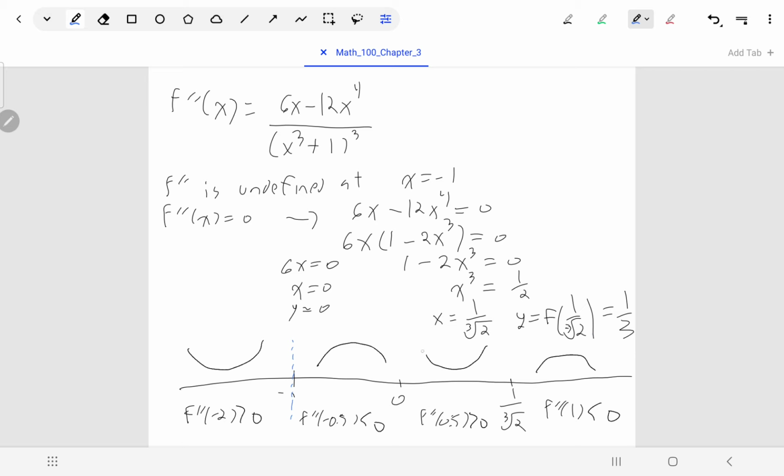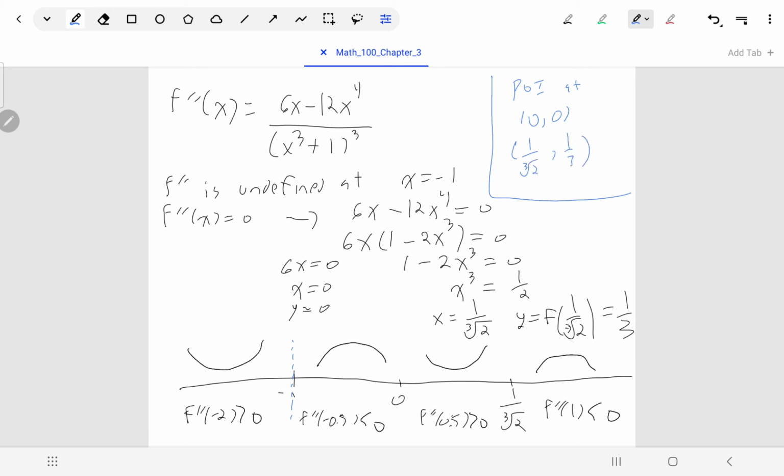It's a place you could put into your derivative. However, we're changing concavity, concave up to concave down. So we know that both of these places are points of inflection. So I'll make a little note to myself that I have points of inflection at (0, 0) and (1 over cube root of 2, 1/3).